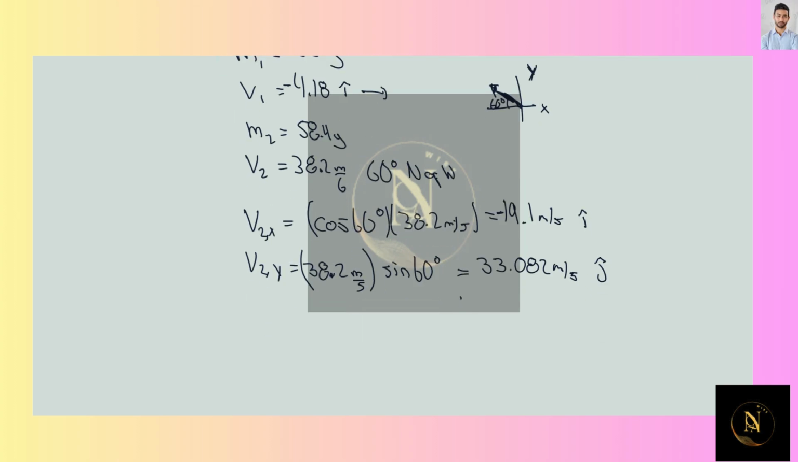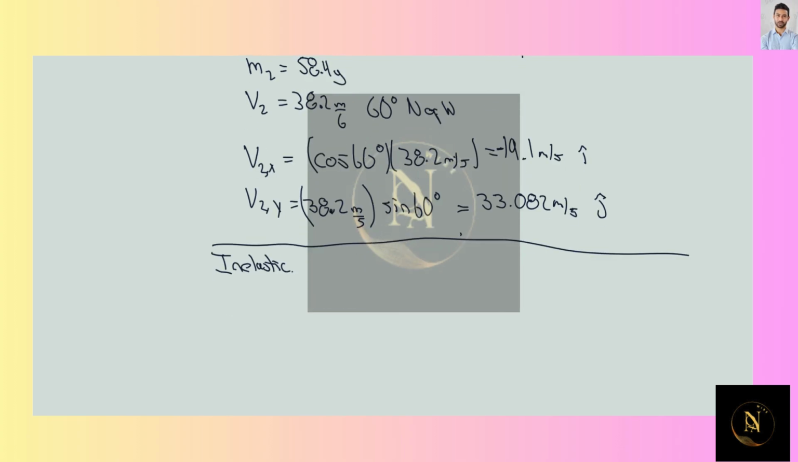So what we're going to have, since we have an inelastic collision, is that mass 1 times velocity 1, plus mass 2 times velocity 2, is going to be equal to the sum of the masses times the final velocity. So from here, we know that the final velocity is going to be equal to m1 v1 plus m2 v2, divided by the sum of the masses.